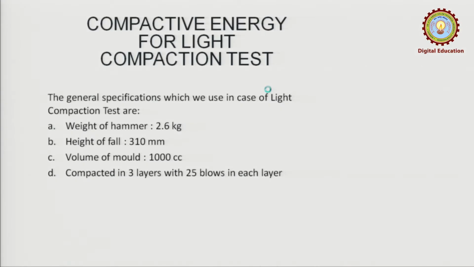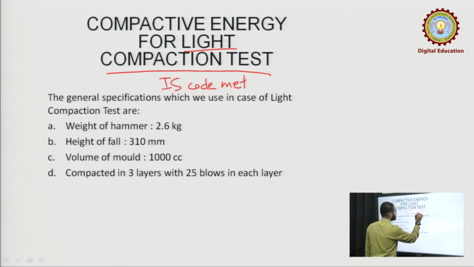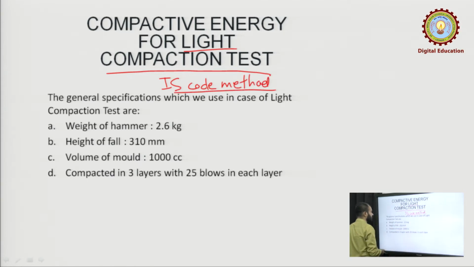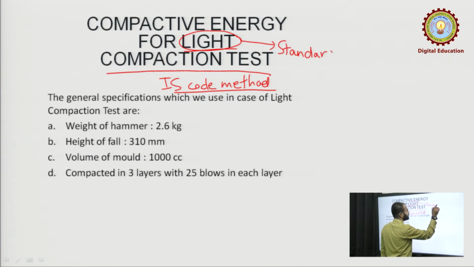Now, compactive energy. This is the light compaction test. This is our IS code method, the method which is incorporated in our IS code. Now we can see little modifications are being made, as I have already told you. This will be light, so this will correspond to the standard Proctor test.